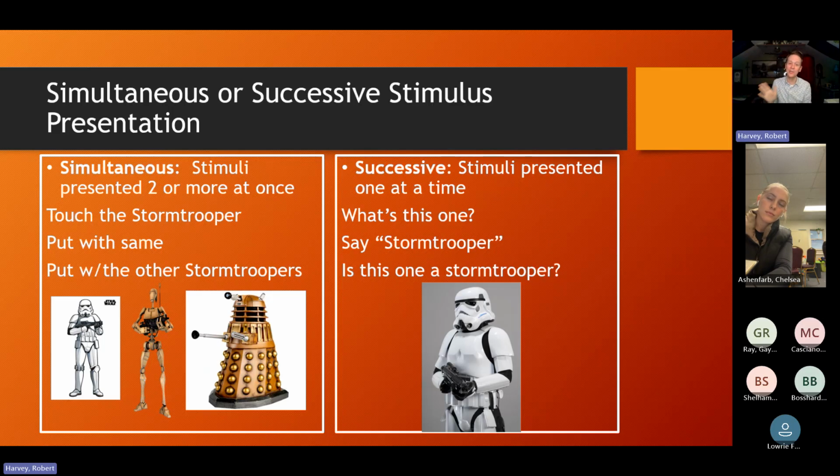Some of you joined late, so you don't know the difference between a stormtrooper and a clone trooper. You're going to be in big trouble once we get further into the slideshow.